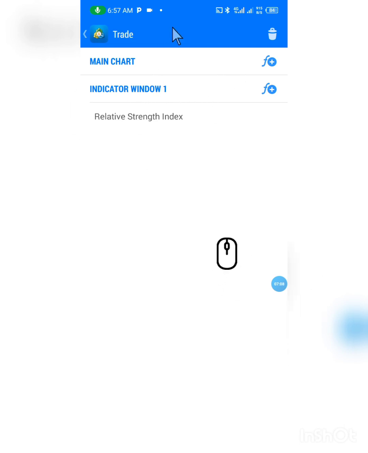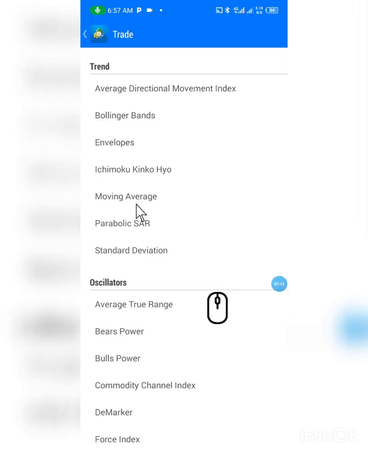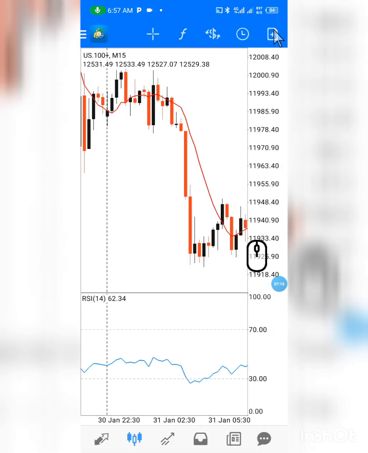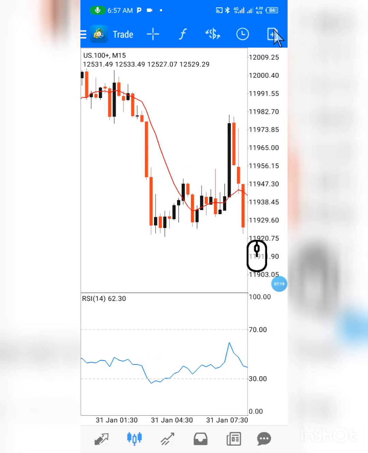Now in order to add that, you have to come to main charts and you add moving average. The period is 10 and I'll click done. Now it is running on my charts.